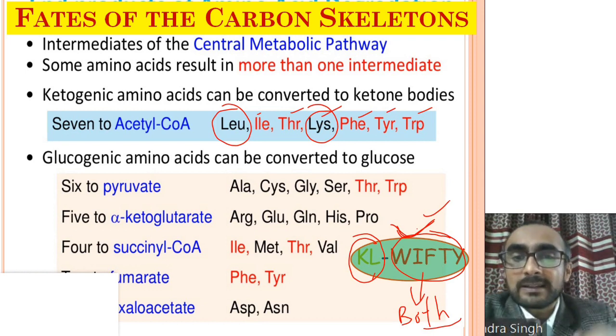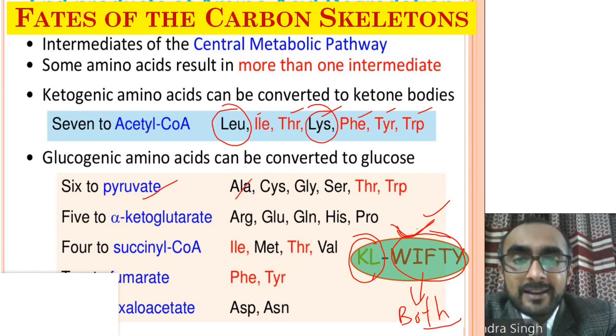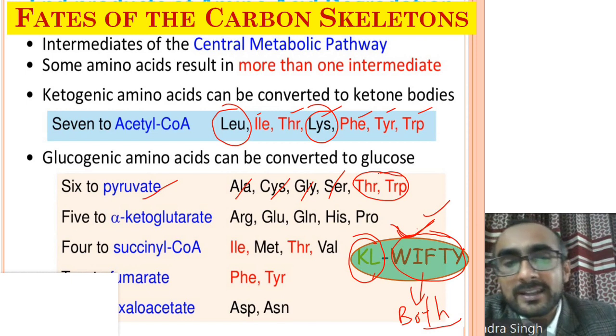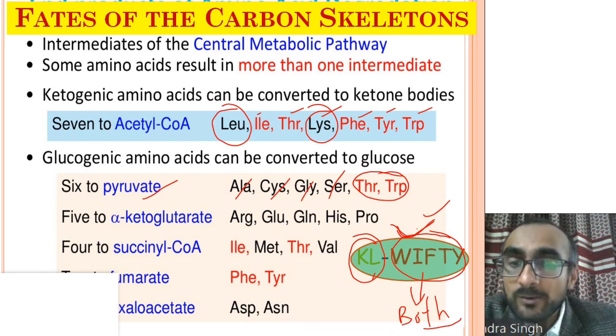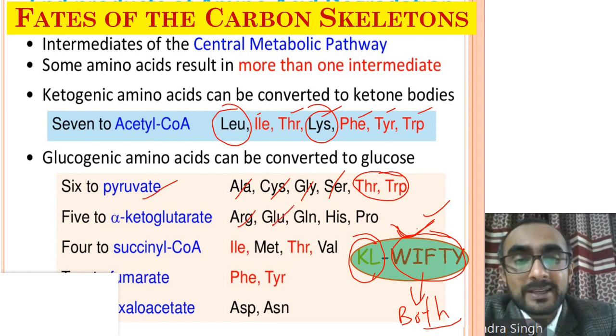So out of those 13, 6 are converted to pyruvate, like alanine, cysteine, glycine, serine, which are purely converted to pyruvate, so they are called purely glucogenic in nature, whereas threonine and tryptophan, shown here in red color, are both ketogenic as well as glucogenic. Then you have 5 amino acids which are converted into alpha-ketoglutarate, another intermediate of the citric acid cycle. Those are arginine, glutamate, glutamine, histidine and proline.